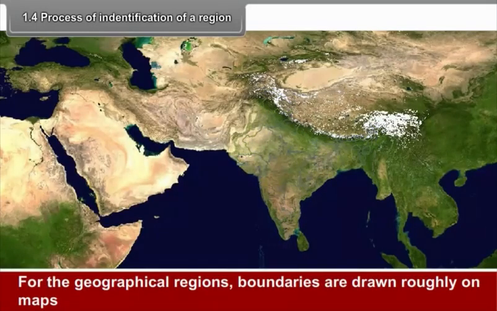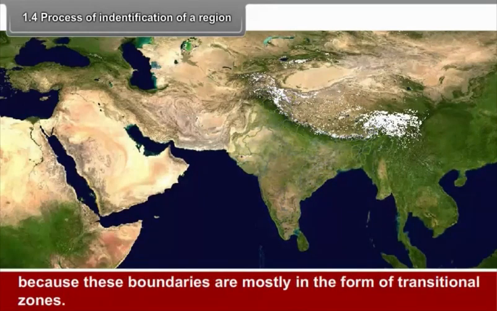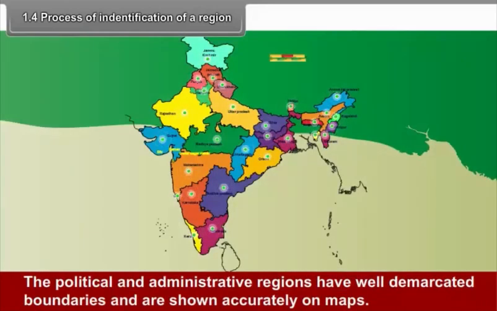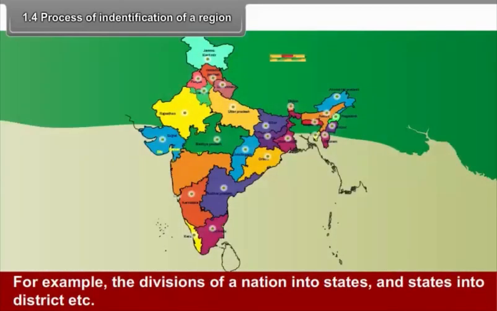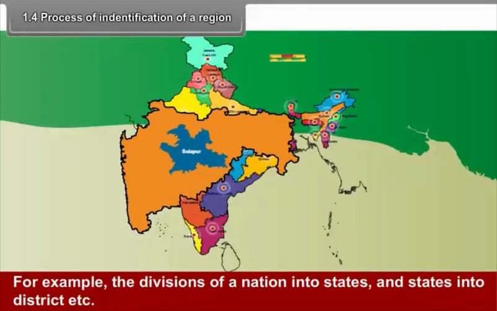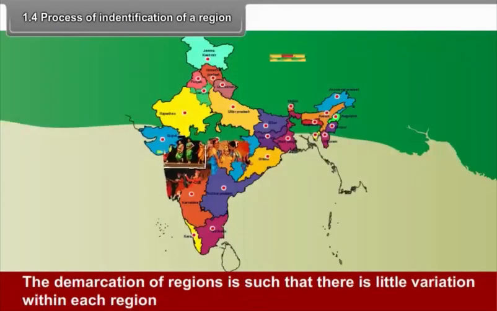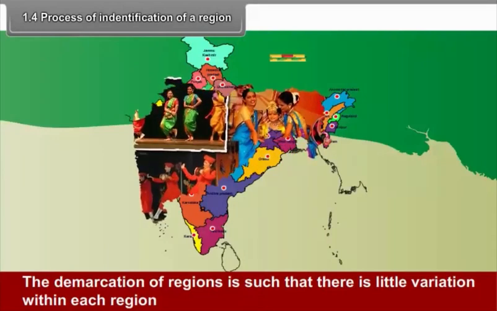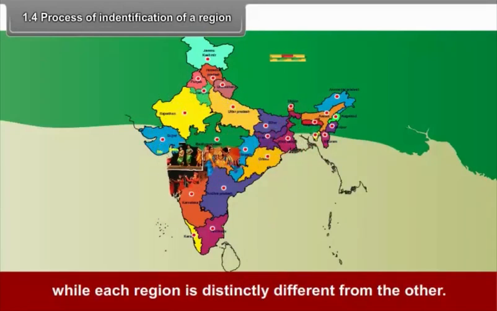For the geographical regions, boundaries are drawn roughly on maps because these boundaries are mostly in the form of transitional zones. The political and administrative regions have well demarcated boundaries and are shown accurately on maps. For example, the divisions of a nation into states and states into districts, etc. The demarcation of regions is such that there is little variation within each region, while each region is distinctly different from the other.